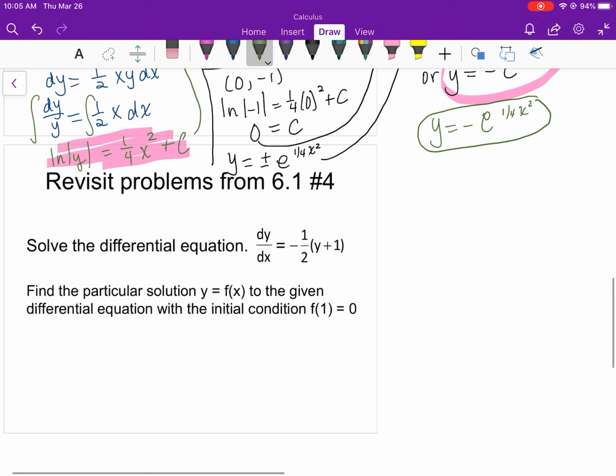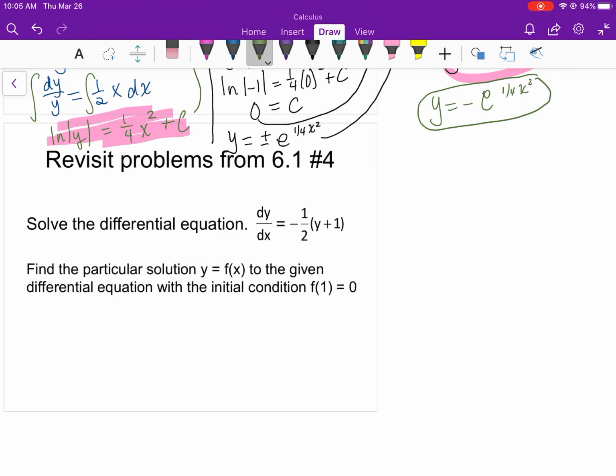Okay. This is the one that you completed in your homework assignment. And so what we're going to do is we're going to go ahead and separate the variables for that one and see what we get.